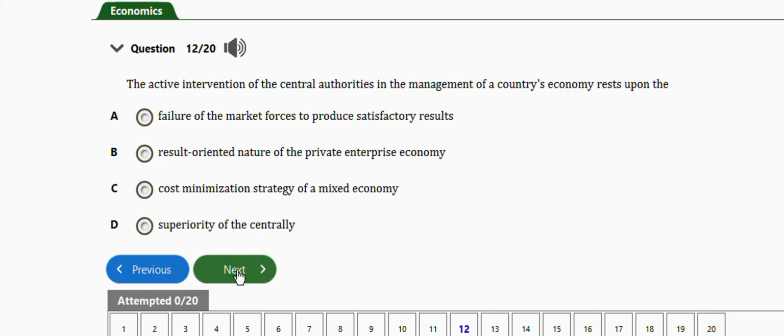The next question is this one. It says the active intervention of the central authorities in the management of a country's economy rests upon the failure of the market forces to produce satisfactory results, the result-oriented nature of the private enterprise economy, cost minimization strategy and mixed economy, superiority of the centrally. So guys, the right answer to this question is option A. The active intervention of the central authority in the management of a country's economy rests upon the failure of the market forces to produce satisfactory results. Okay, option A.